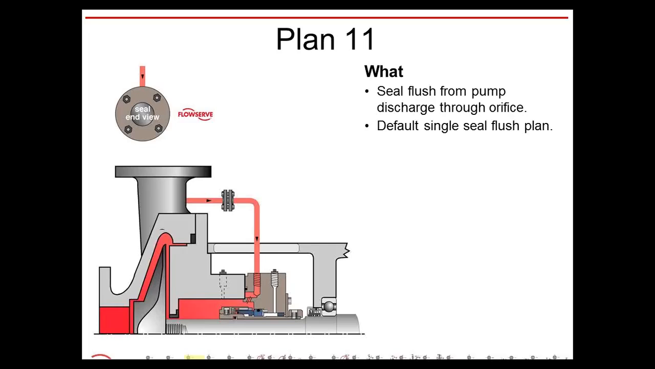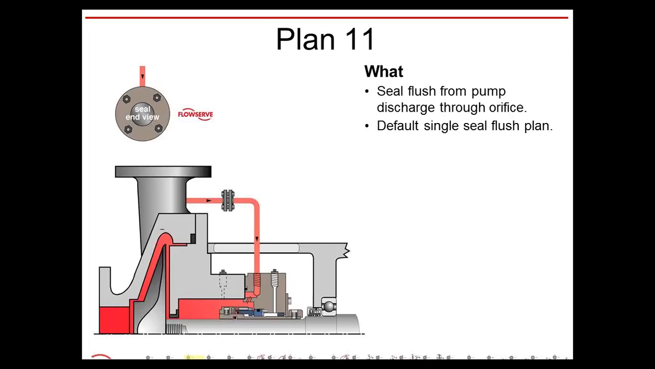The plan 11, now this is a very common flush plan, and as you can see, here's the default single seal flush plan. This is used a lot in refineries, chemical plants, larger industrial applications where you have lots of heat. Some plants actually won't allow a plan 2. You have to have at least some sort of external flush, and the plan 11 is it.